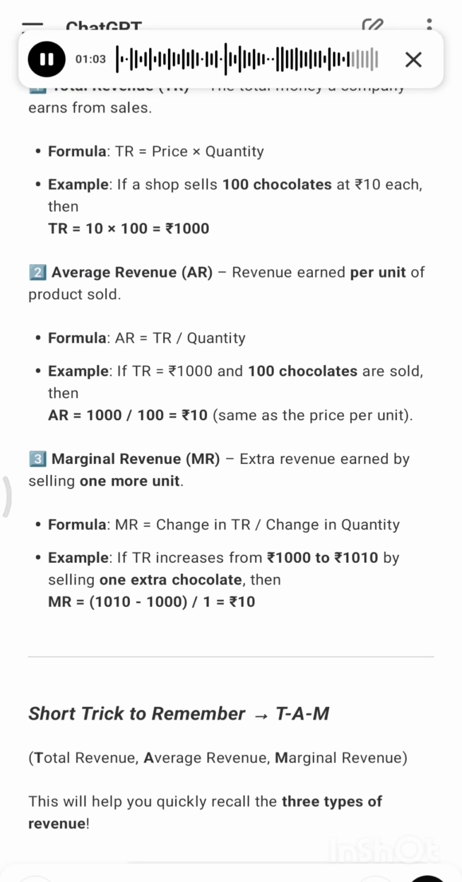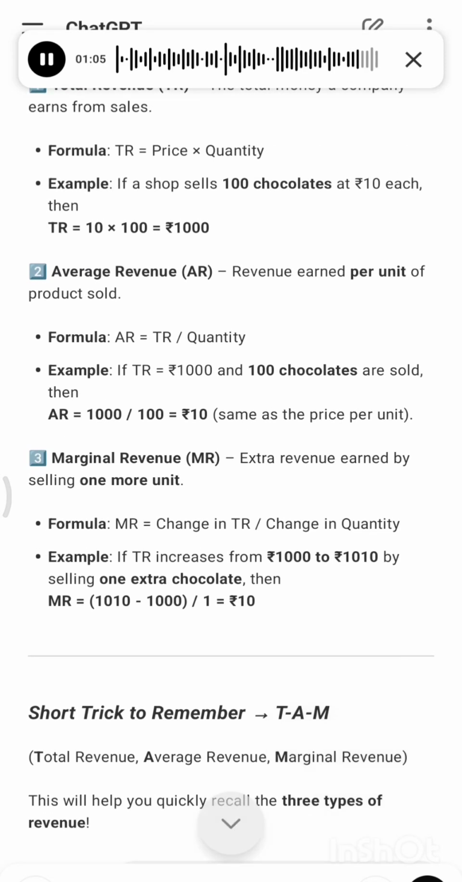Short trick to remember: TAM, T total revenue, A average revenue, M marginal revenue. This will help you quickly recall the 3 types of revenue.